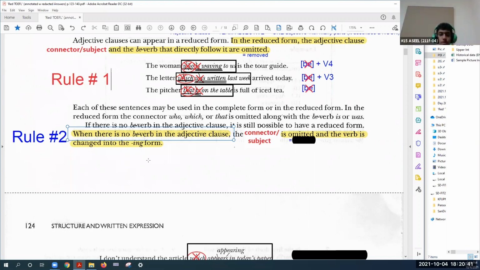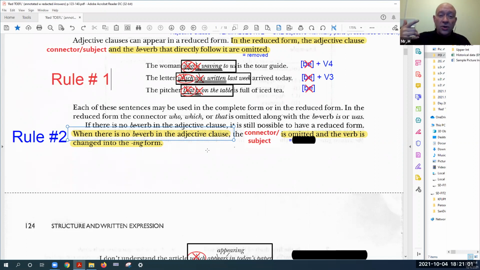When there is no be verb in the adjective clause, the connector subject is omitted, and the verb is changed into the ing form. Okay. So in many cases, basically, you've got the first case, you have a be verb.